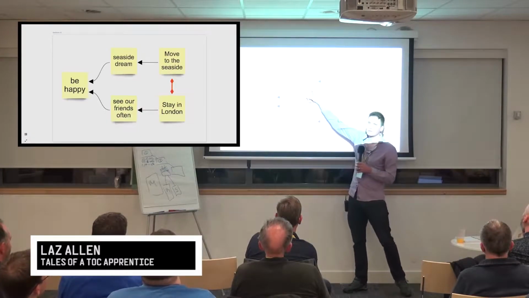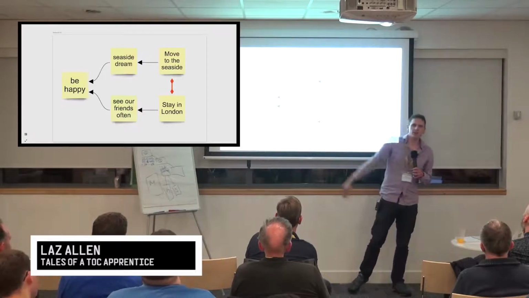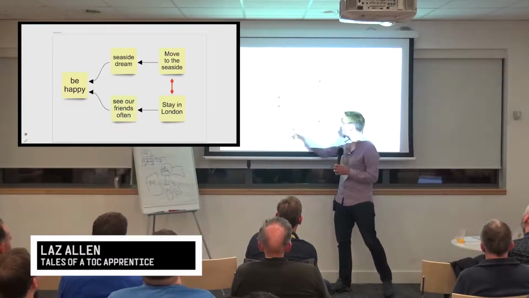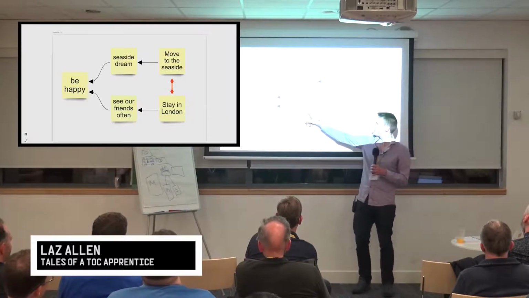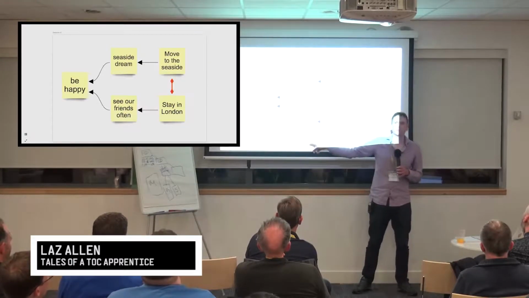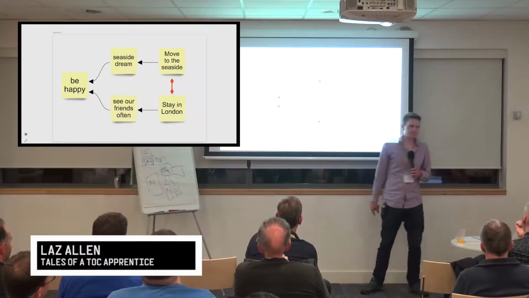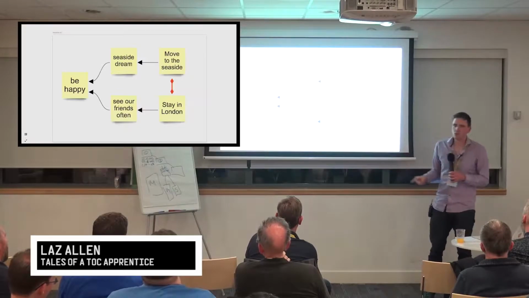This bit was easy. They had this dream of living by the seaside. They had holidayed by the seaside for quite a long time, and they wanted that to be happy. And for stay in London, this took a while to find what this was, why they really wanted to stay in London. And eventually it came down to that. And then to evaporate the cloud.